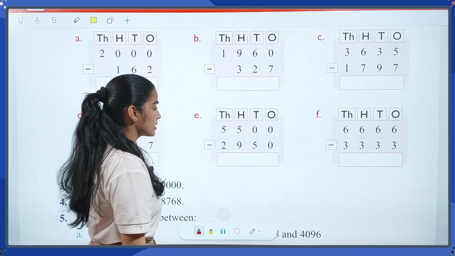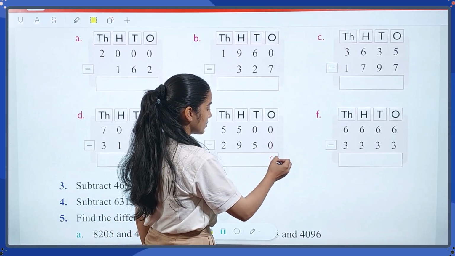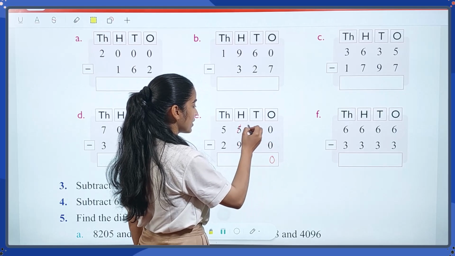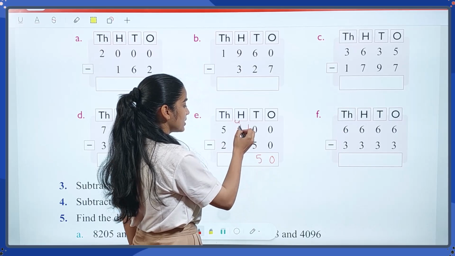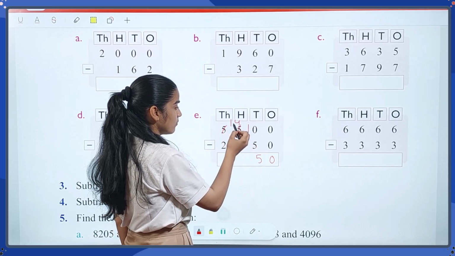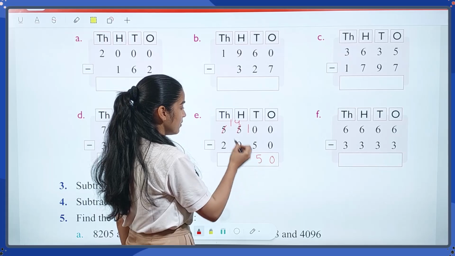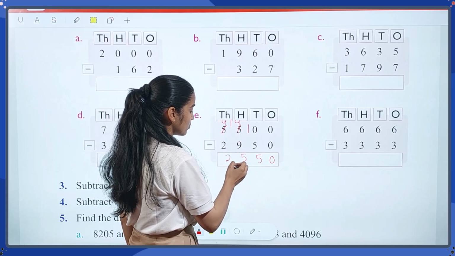Let's take one more example. 0 minus 0 is 0. 0 minus 5, it's not possible. So we have to take a carry. 10 minus 5 is 5. 4 minus 9, it's not possible. Carry. 14 minus 9 is 5. 4 minus 2 is 2. So your final answer is 2550.